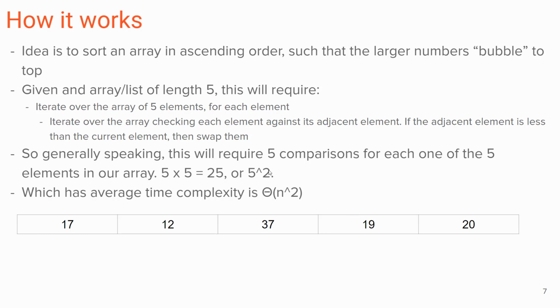Let's see here. And yeah, that's where your n squared comes from. So 5 comparisons for your outer loop, 5 comparisons for your inner loop. 5 times 5, or 5 squared, is n squared.